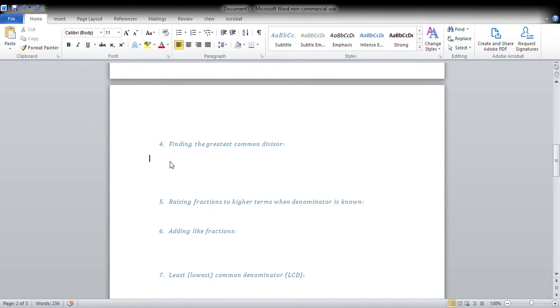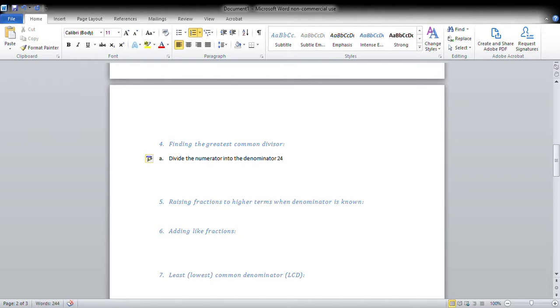So next, we find the greatest common divisor. And there are 3 steps to this one. So the first step is divide the numerator into the denominator. And we're still working with 24 over 30.